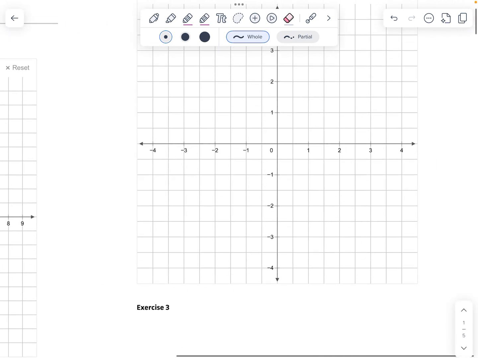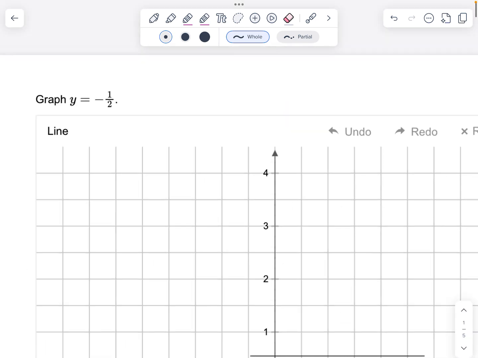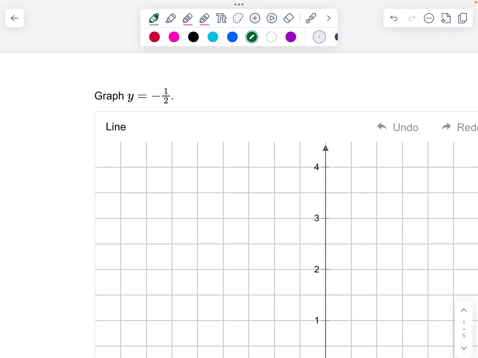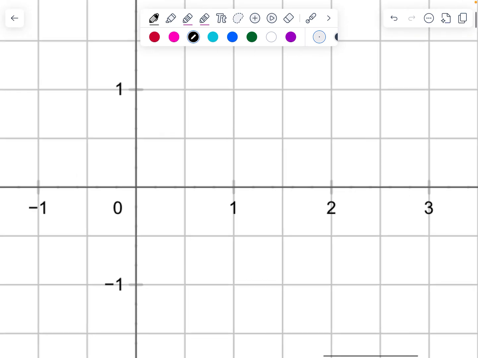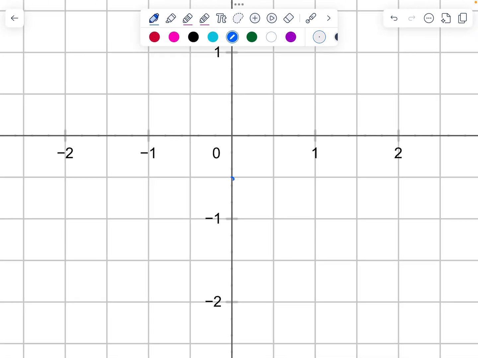All right, number 2 is over here. For number 2, there is no x, right? So no matter what x is, x could be 1 and y would be -1/2. No matter what x is, y equals -1/2. So every point goes through -1/2. So let's find -1/2 on the y-axis. That would be right here. So if x is 0, y equals -1/2.